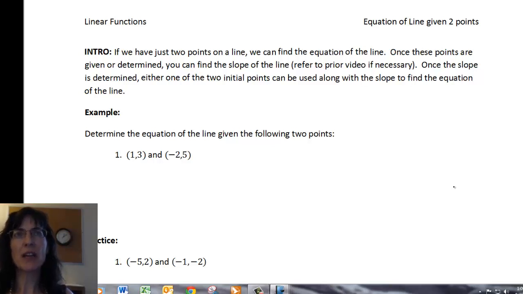Equation of a line given 2 points. If we have just 2 points on the line, we can find the equation of the line, and it can be any 2 points. It doesn't have to be specifically the y-intercept.